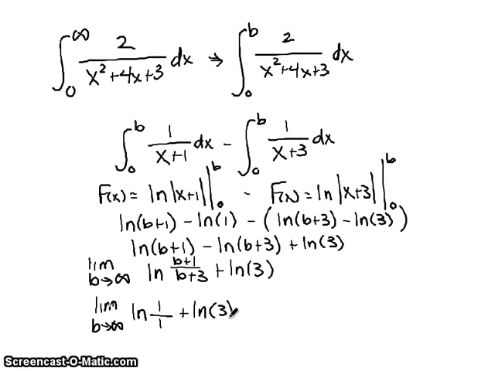So now we try to plug b in again. There's nowhere to plug a b in, so we just have to evaluate the natural logs that we're looking at. 1 divided by 1 is 1, natural log of 1 is 0, so we're left with just the natural log of 3. So if you were to graph 2 over x squared plus 4x plus 3 from 0 to infinity and find all of the area under the curve, it would turn out to be an area of natural log of 3.